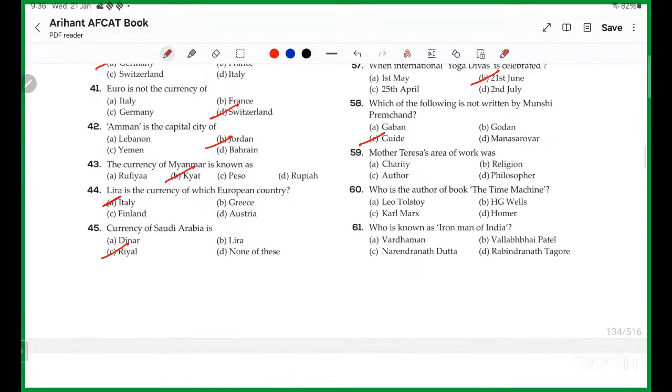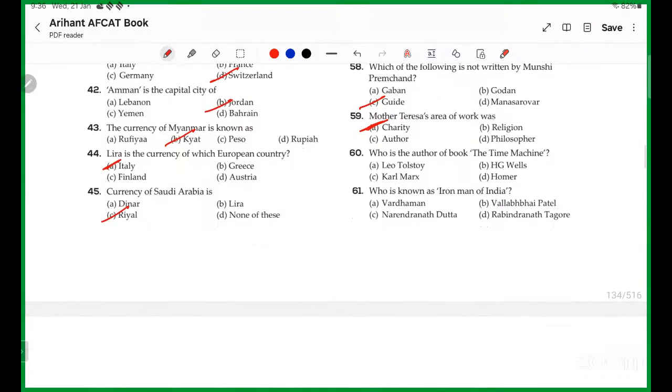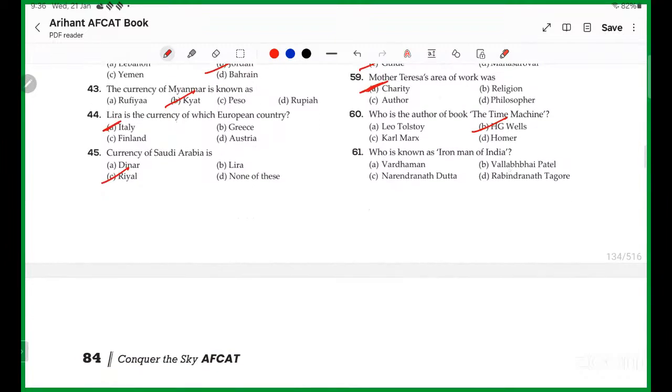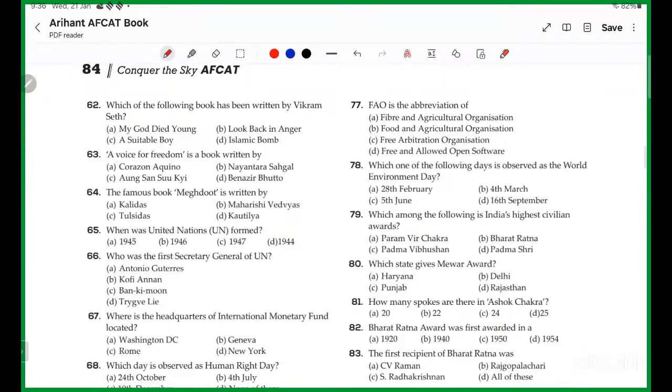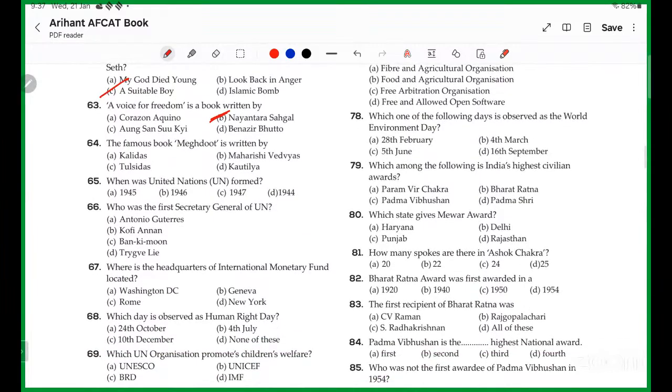Mother Teresa's area of work was basically charity. Who is the author of the book The Time Machine? H.G. Wells. Who is known as the Iron Man of India? Sardar Vallabhbhai Patel. Which of the following has been written by Vikram Seth? A Suitable Boy. A Voice for Freedom is a book written by Nayantara Sehgal. The famous book Meghdoot is written by Kalidas.